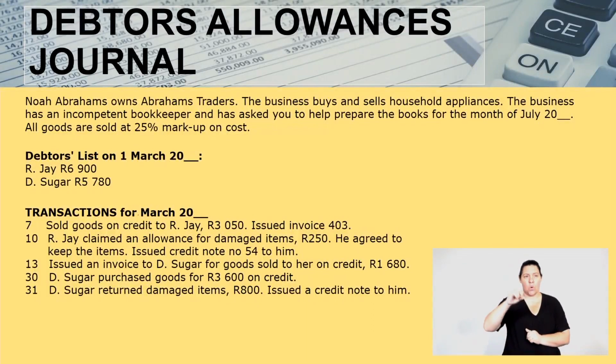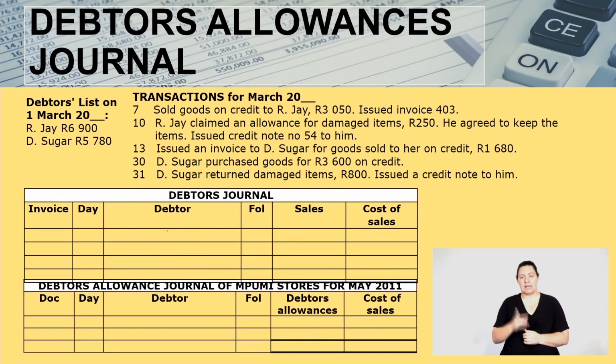It says, Noah Abrahams owns Abraham's Traders. The business buys and sells household appliances. The business has an incompetent bookkeeper and has asked you to help them prepare the books for the month of July. So here is their debtors list, okay? And then here is the transactions. Let's quickly go and help them with their books. Now, they want us to do the debtors journal as well as the debtors allowances journal. Okay, let's quickly do that.